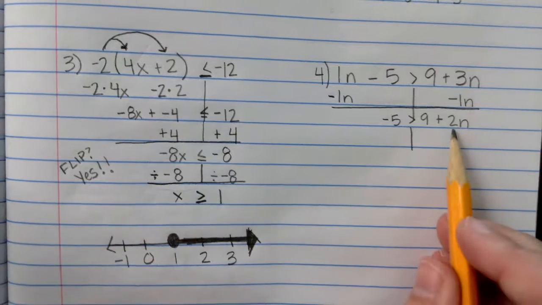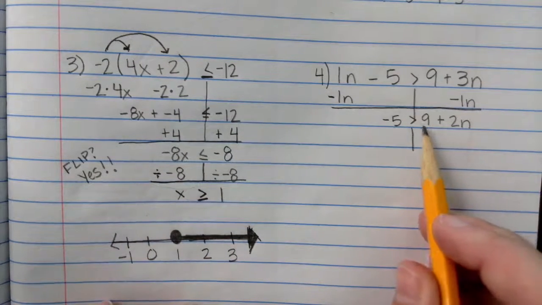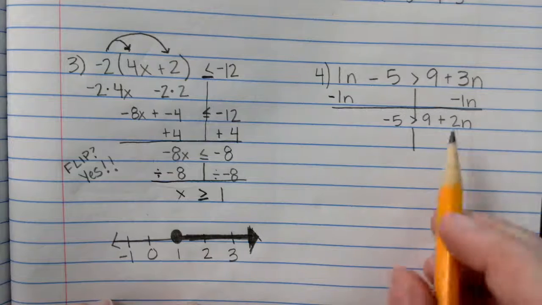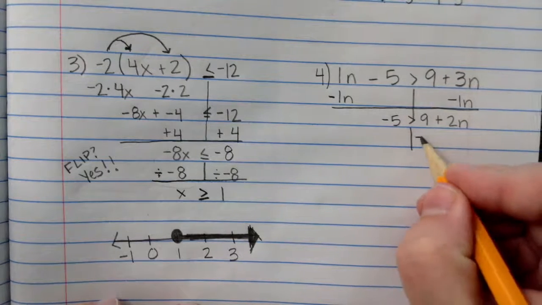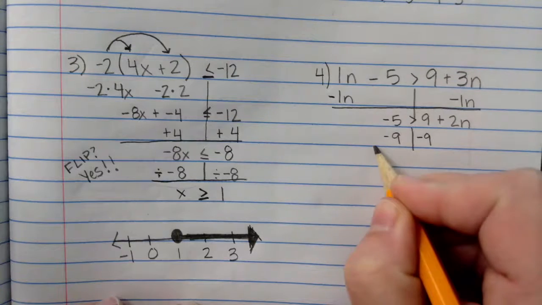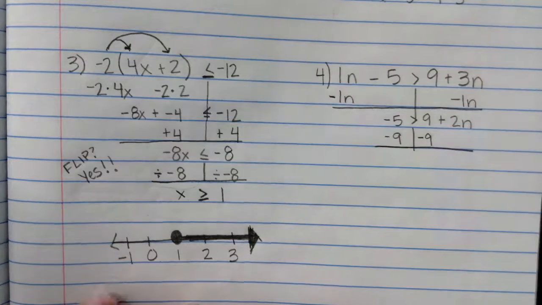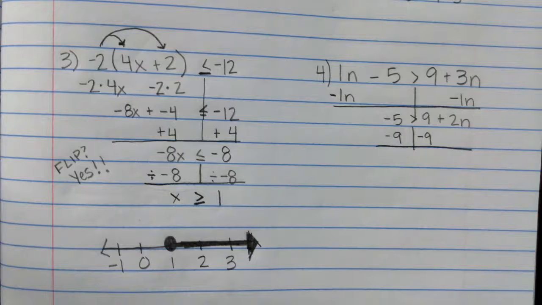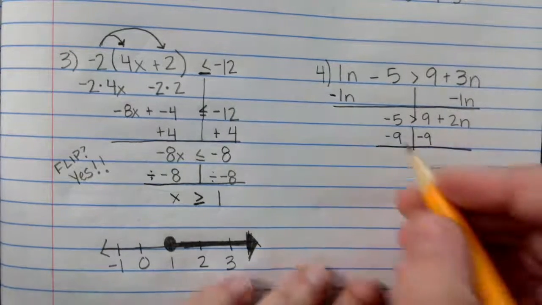Okay, am I going to undo the 2 first or the 9? Good, the 9. The 2 is like the best friend. We want to keep those besties together as long as we can. So we're going to subtract those and the 9. Negative 5 minus 9. Whoa, negative 14.